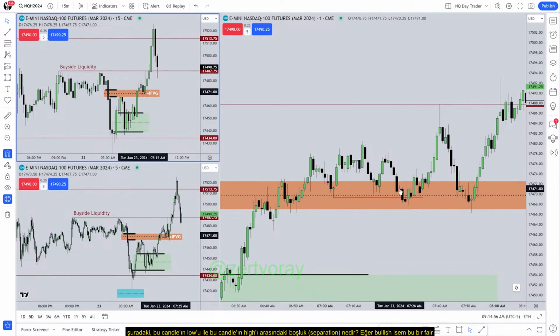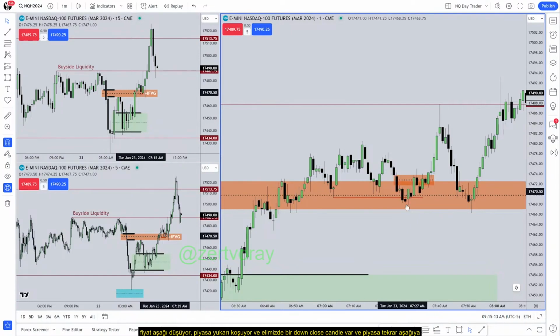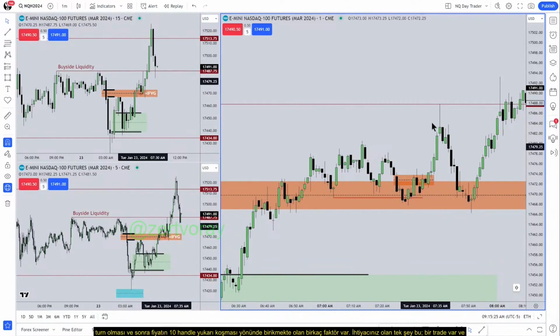If I'm bullish, it's a fair value gap, right? What kind of fair value gap? Inversion fair value gap. So in here, we're seeing price drop down, the market runs up, and we have a down close candle, and we have market trading down into that. So we have several factors here that are building on this potentially being a short-term turn, and then price running higher for 10 handles. That's all you need.